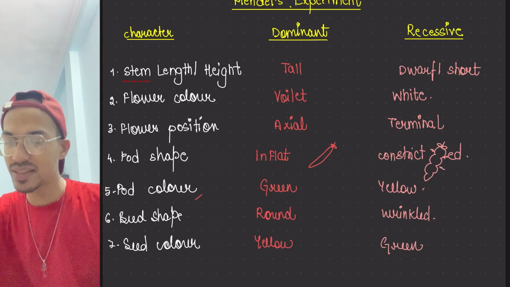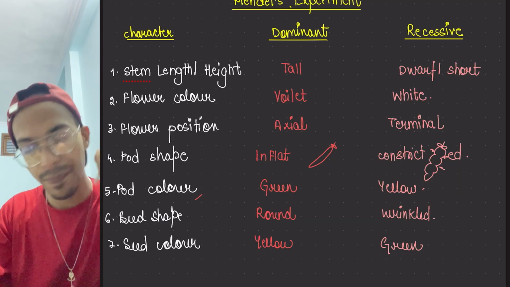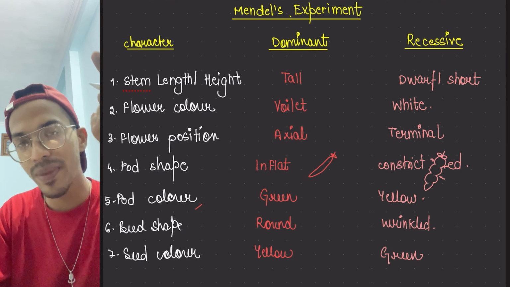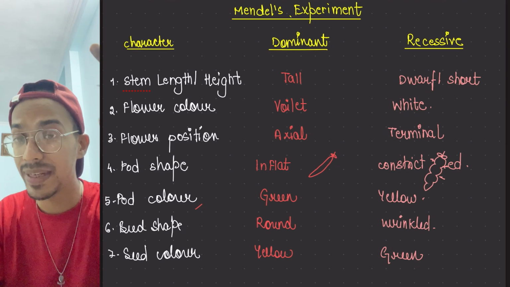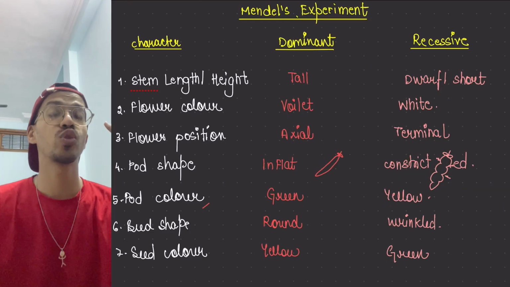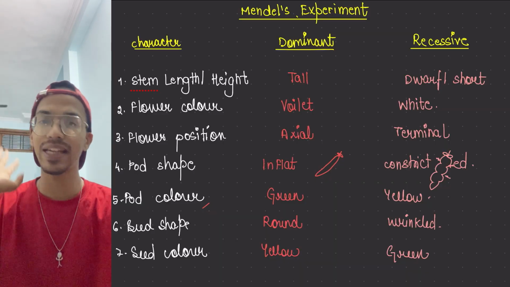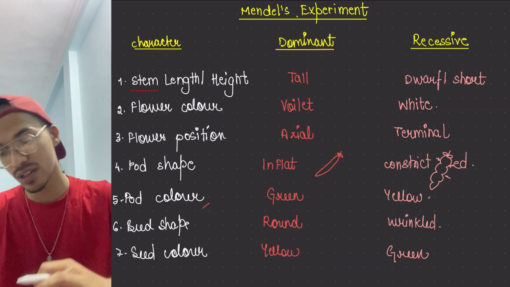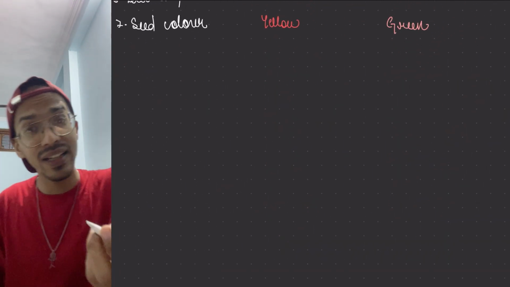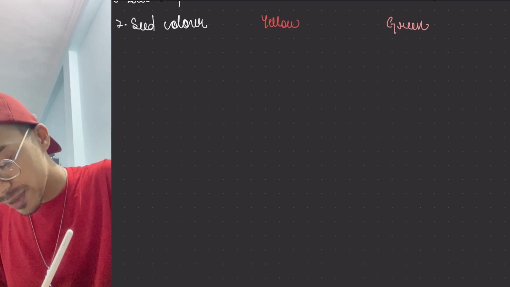Now let's go one step ahead in our understanding. Since our pea plant is diploid, it will have two alleles. Dominant alleles are always shown by capital letters. What are pure lines? Pure lines are basically those where both the alleles are the same, meaning the homozygous condition. We learned one more terminology, which I am writing here: the homozygous and the heterozygous condition.